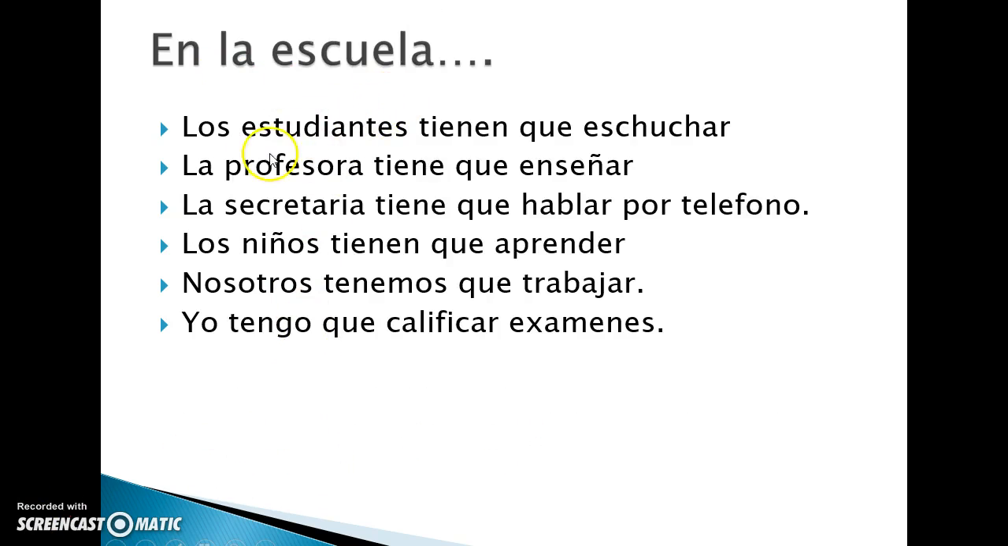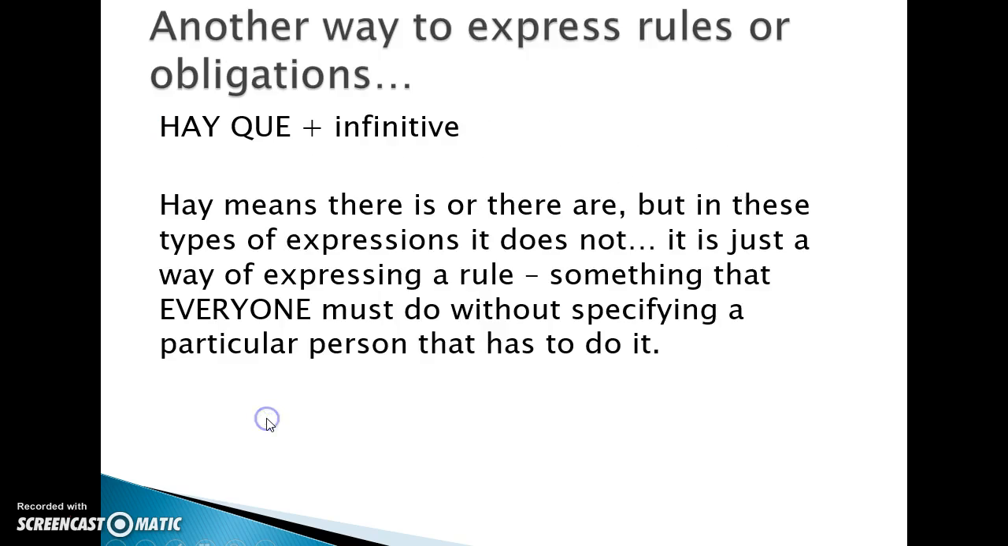For example, en la escuela los estudiantes tienen que escuchar. La profesora tiene que enseñar. La secretaria tiene que hablar por teléfono. Los niños tienen que aprender. Nosotros tenemos que trabajar. Y yo tengo que calificar exámenes. Notice that all of these obligations are specific to the different people. The students have to listen, and the teacher has to teach. The students don't have to teach, and the teacher doesn't have to answer the phone. So these obligations are very specific to the subject.